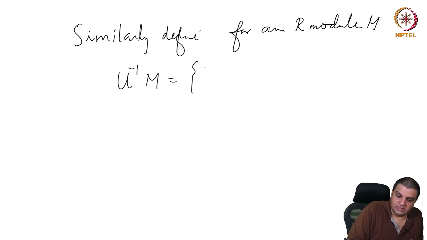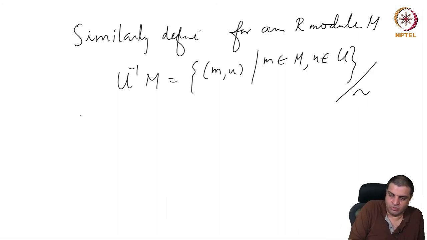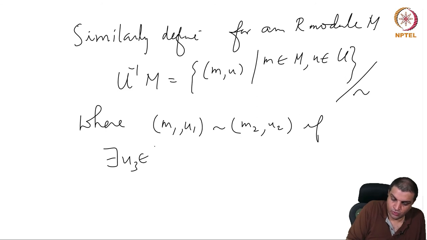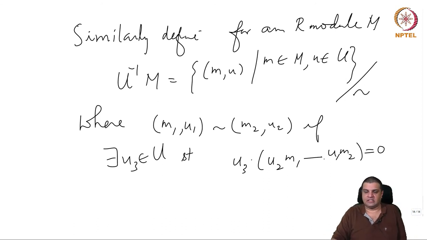Okay, U inverse M is the set of all pairs (m, u), where m is in M and u is in U, modulo an equivalence relation, where (m1, u1) is equivalent to (m2, u2) if there exists some u3 in U such that u3 times (u2 m1 minus u1 m2) equals 0. So again, it says the two fractions are the same, and we check this by cross-multiplying the denominators. So that's the idea behind this.